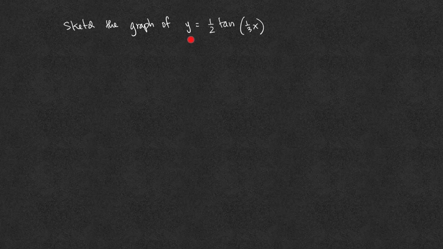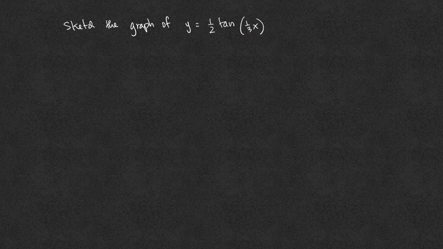Sketch the graph of y equals 1/2 tangent of 1/3 x. This is the transformation of the tangent function. There are two transformations here. The 1/2 in front of the tangent function is the vertical shrinking, and the 1/3 in front of x inside the tangent function is the horizontal stretching.